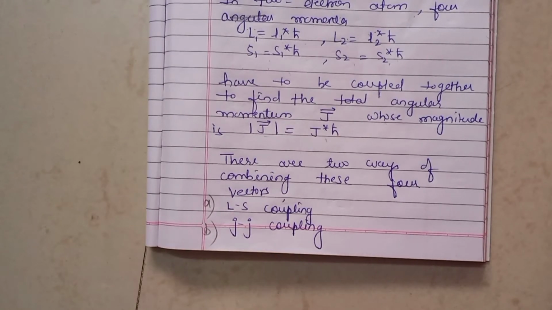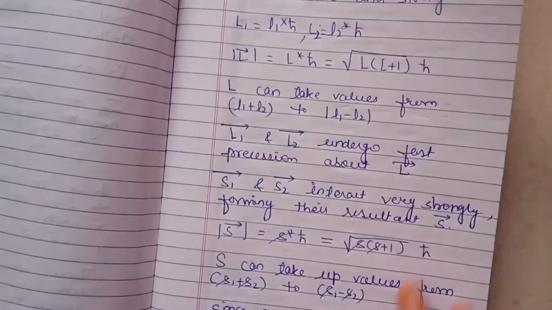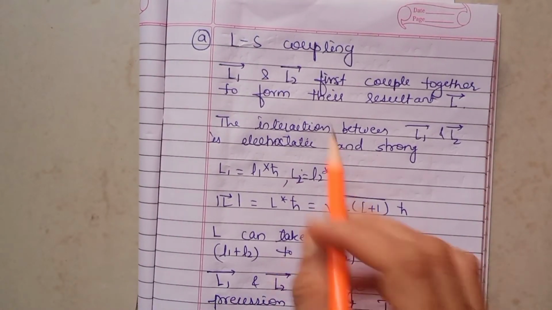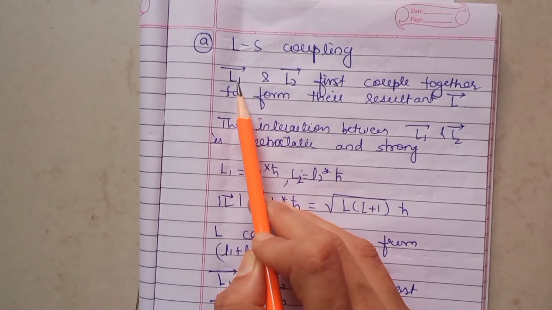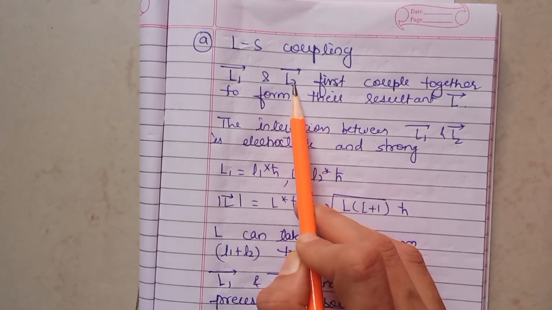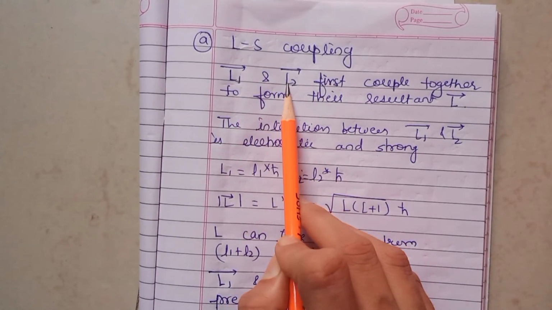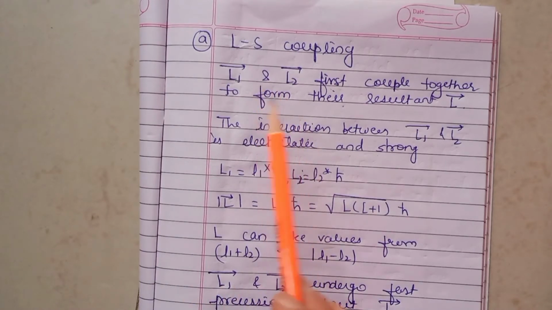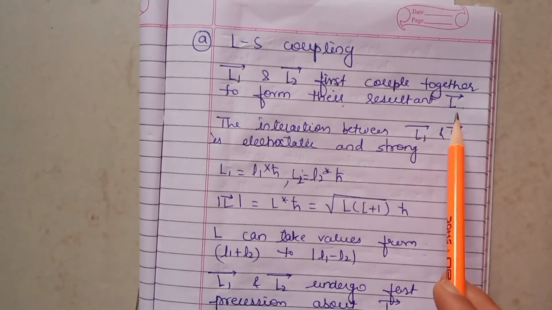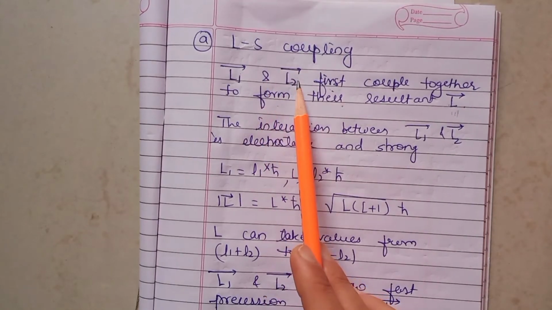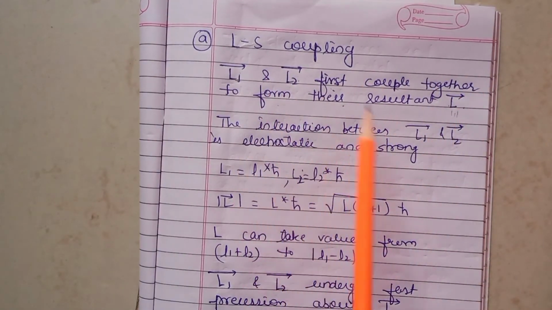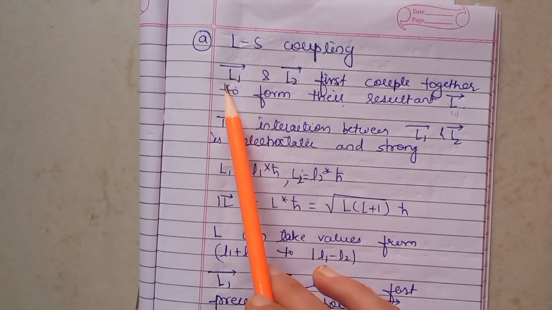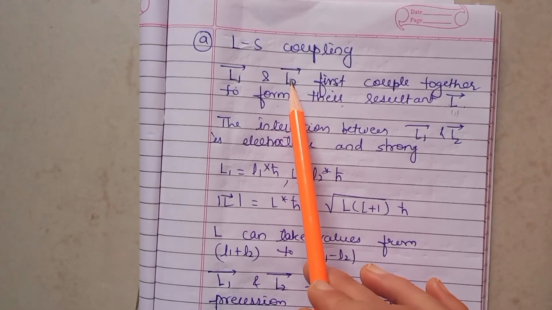First, we will focus on what is LS coupling. What happens in case of LS coupling? We have the orbital angular momentum of the first electron and the orbital angular momentum of the second electron. These two orbital angular momenta will first couple together to form their resultant orbital angular momentum vector L. So L1 and L2 will combine to give us vector L. The interaction between L1 and L2 is electrostatic and strong. So in LS coupling, orbit-orbit interaction is strong.